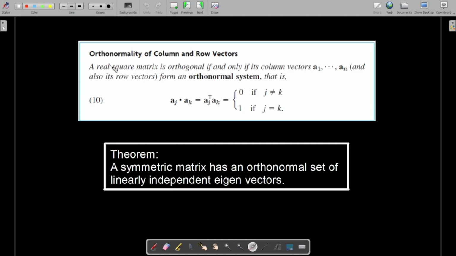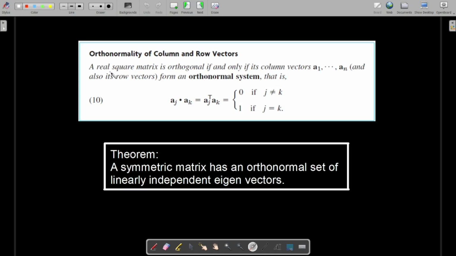Now we recall two important results. Orthonormality of column and row vectors. A real square matrix is orthogonal if and only if its column vectors a1, a2, etc., an form an orthonormal system. What do you mean by an orthonormal system? Consider the vectors a1, a2, etc., an. If you take any two distinct vectors, then the dot product becomes 0. That is aj dot ak equals 0 if j is not equal to k. And if j equals k, then the dot product becomes 1. That is a1 dot a1 equals 1, a2 dot a2 equals 1, etc. Such a system is called an orthonormal system.